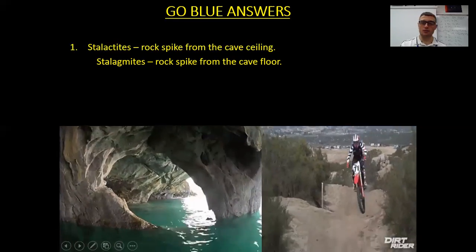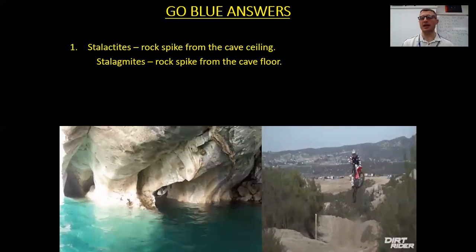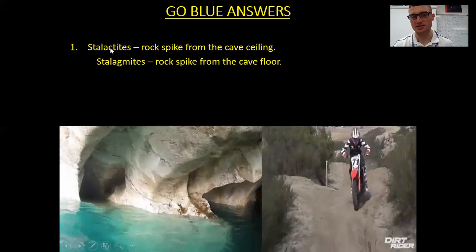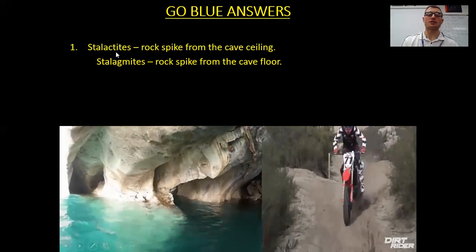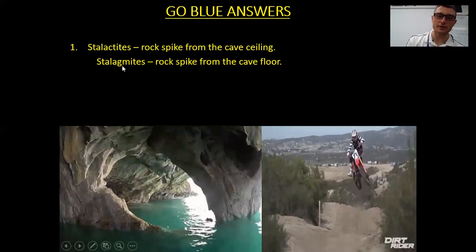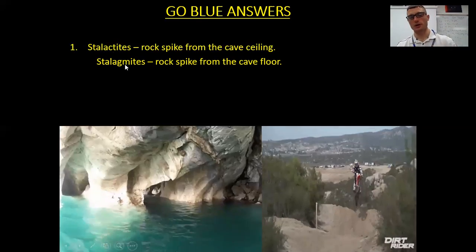What's a good way to remember this? Stalactites have the letter C, so I always say C for ceiling. Stalagmites have the letter G, so I say G for ground. Good way to remember it.